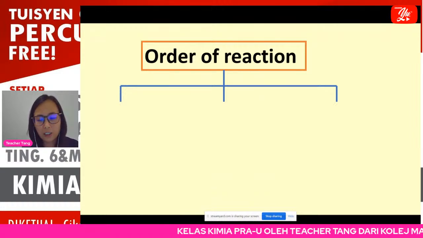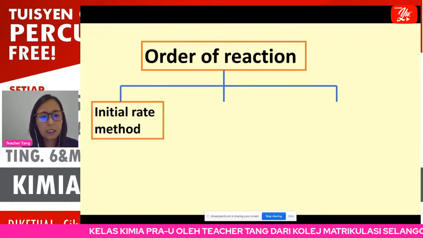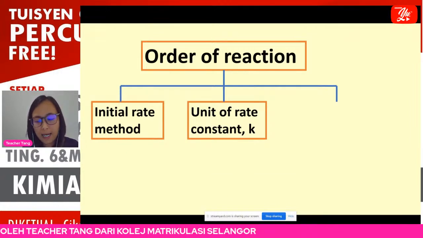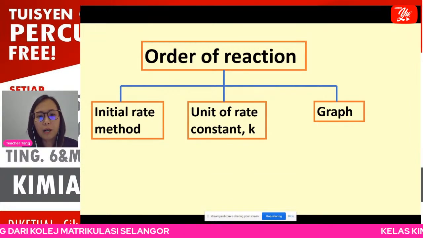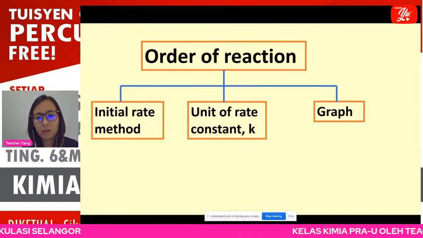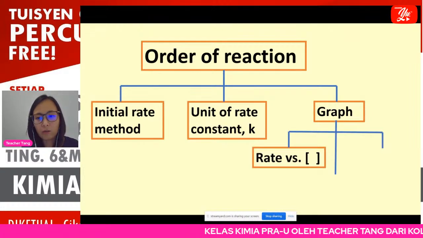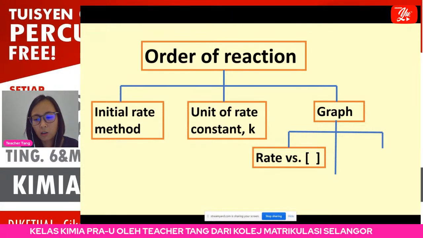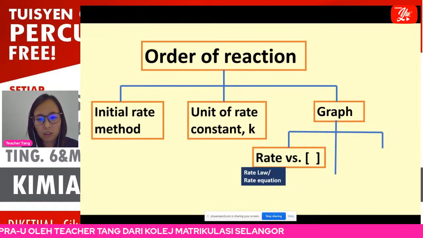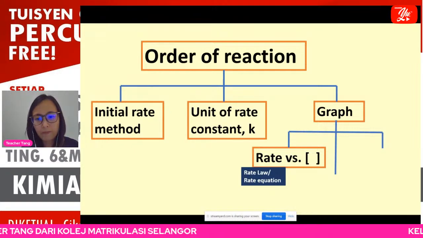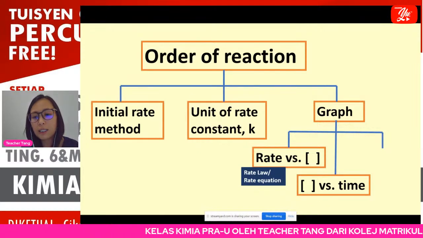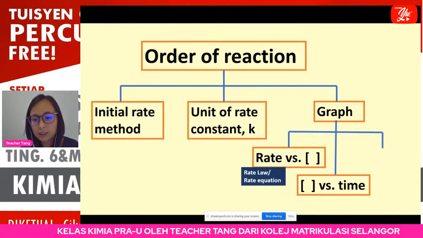So for order of reaction, we can determine it using the initial rate method, or from the unit of the rate constant k, or we can determine the order of a reaction based on the graph of reaction rate versus concentration of the reagent. So basically, this is based on the rate law or rate equation. Second, we can also determine the order of the reaction from the concentration of reagent versus time graph.